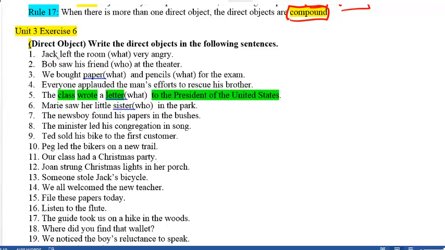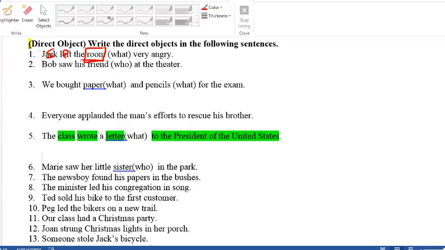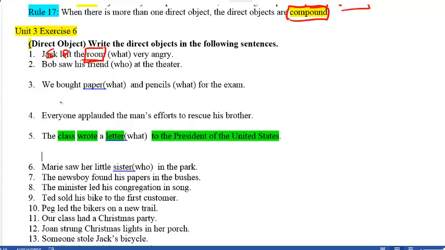So number 1 here, Jack left the room very angry. Jack is the subject, left is the predicate, room answers what, so room is the direct object. In the second example, Bob is the subject, saw is the predicate, and then you have friend. Friend answers who, so this would be your direct object.